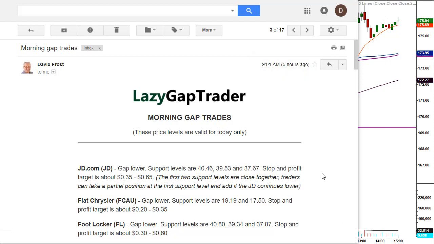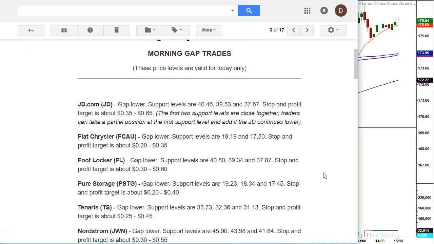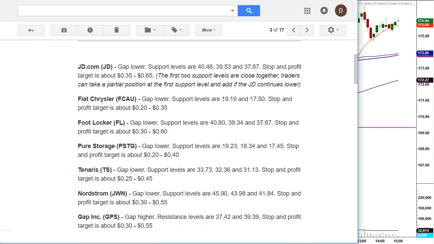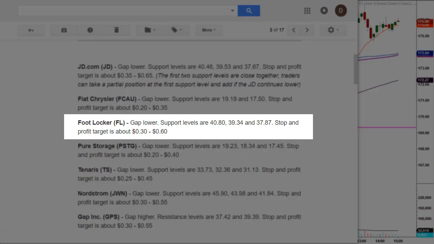This, of course, is a copy of that email, and this morning we had 7 potential gap trades on the board. Now, out of this list, only one of these stocks hit their specific price level, producing a positive and profitable trade. That was Foot Locker.